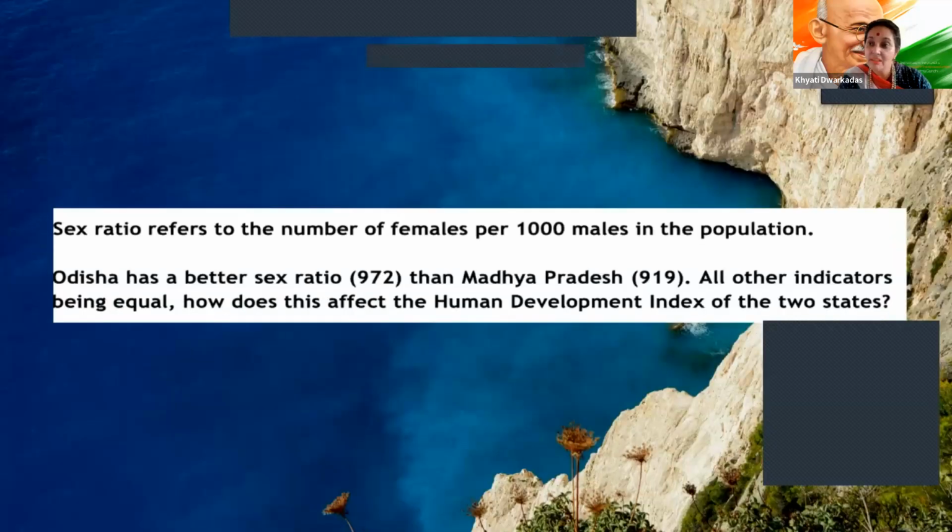Now look at this. This is another googly and my favorite. Sex ratio refers to the number of females per 1,000 males in the population. And Odisha and Madhya Pradesh have their own sex ratios. All other indicators being equal, how does this affect the HDI of the two states? Any answer? How does it affect the HDI of the two states?